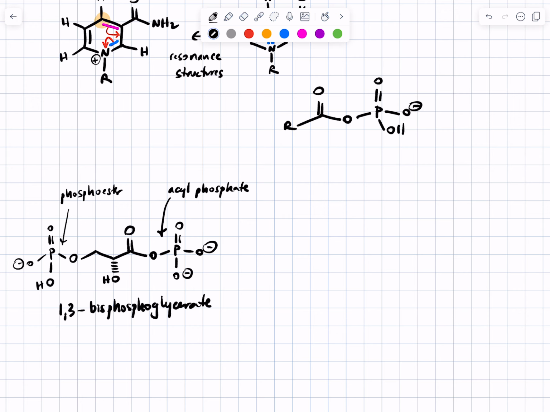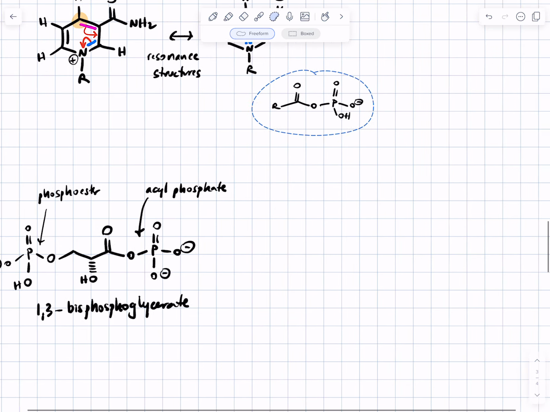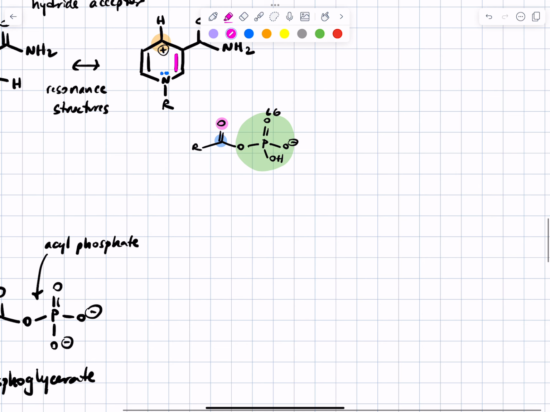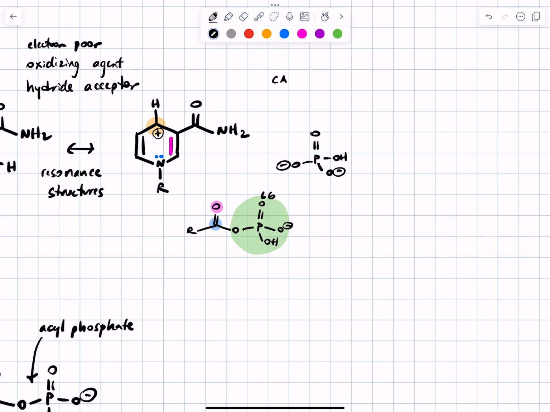The interesting thing about acyl phosphates in general is that they have multiple possibilities for the atom that gets attacked. I'm going to show a couple of different ways to consider an acyl phosphate. One is to think of the phosphate group as the leaving group, and the carbonyl carbon as the electron poor carbon, and the carbonyl oxygen is where the negative charge is going to go after an addition reaction. And that's reasonable because the leaving group has a conjugate acid.